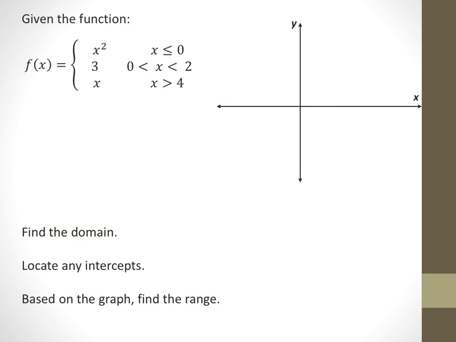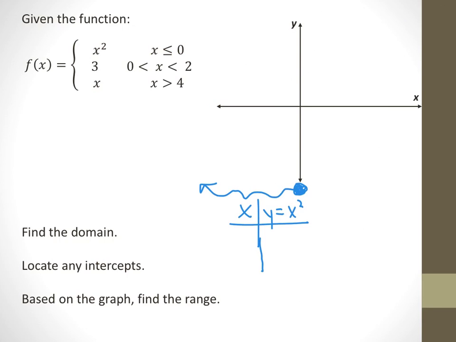Remember, piecewise function, given in pieces. And so when x is less than or equal to 0, we're going to graph x squared. So from 0, I'm going to write it down a little farther. Filled in circle because it's less than or equal to 0. We're going to graph y equals x squared.